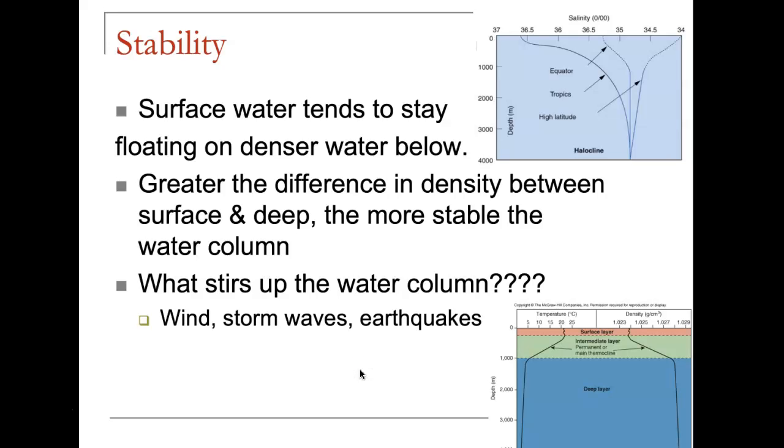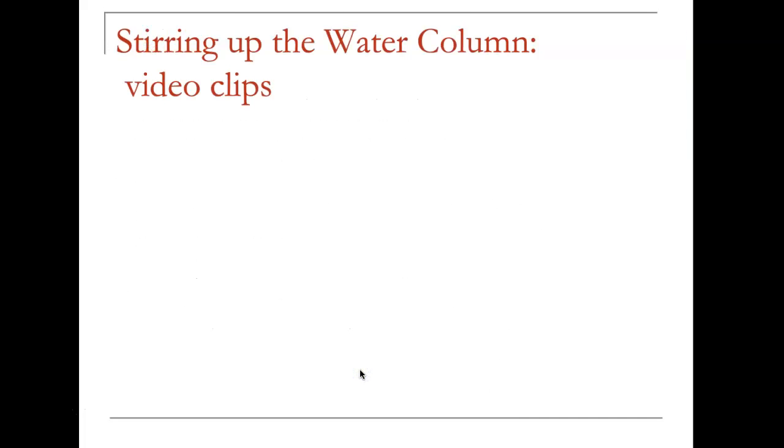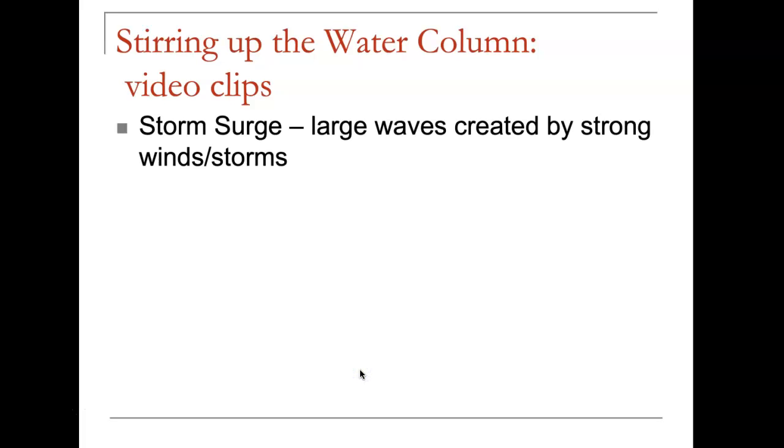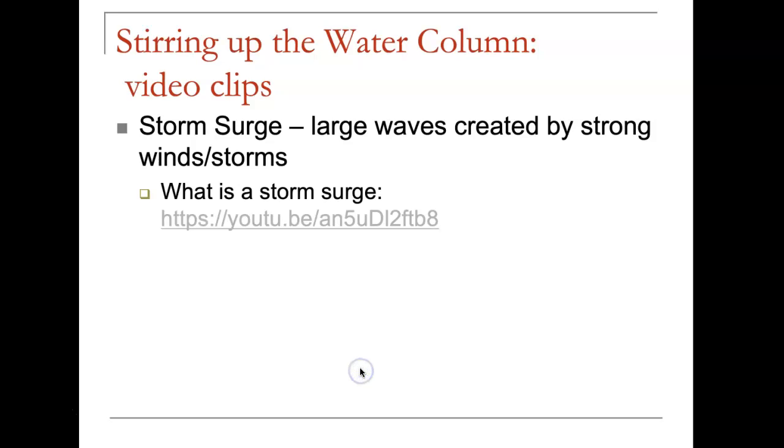There are all kinds of ways that we can do this. We'll talk about wind, storm waves, earthquakes, and things like upwellings and downwellings. Some of the main ways that we can stir up the water column is, one, by storm surges. Storm surges are just large waves that are created by really strong windstorms. I'll show you two really short clips on what a storm surge is versus a tsunami. A tsunami will be something that we will talk about at the end of this lecture.